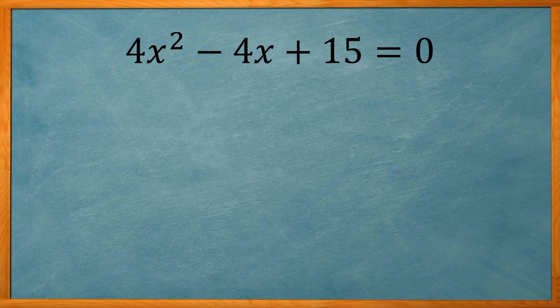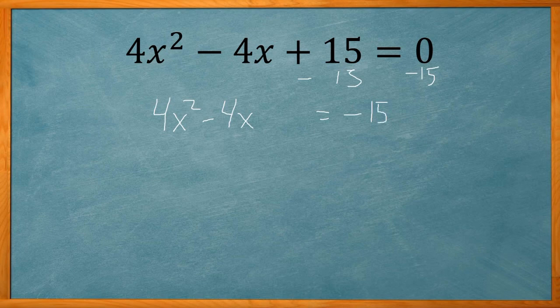Alright, so in this example, it's a little bit different. Now we have a value in front of the x squared, so it can be a slightly different way to solve this one. Here we have 4x squared minus 4x plus 15 equals 0. The first thing I want to do is move that 15 over. So 4x squared minus 4x equals negative 15.